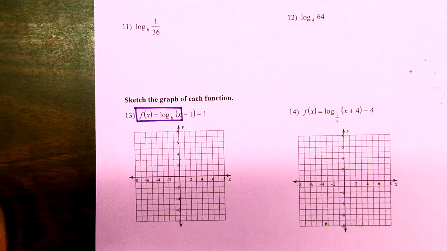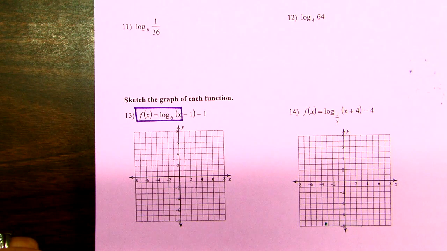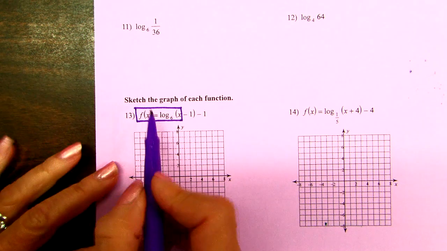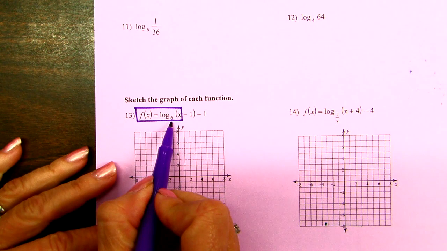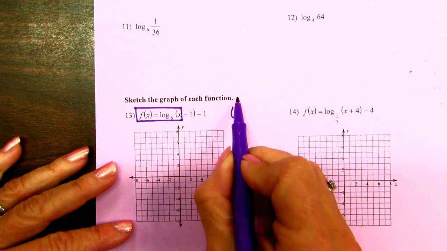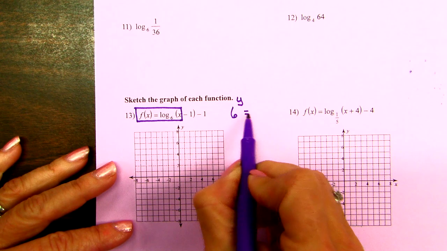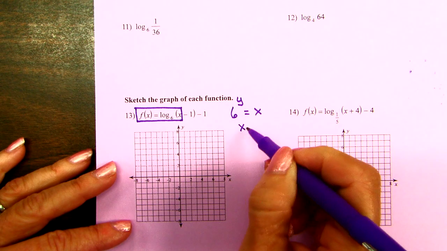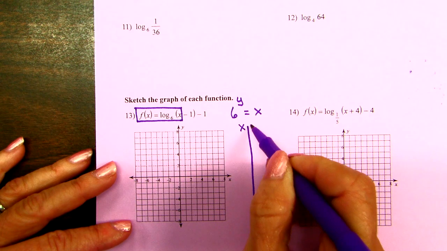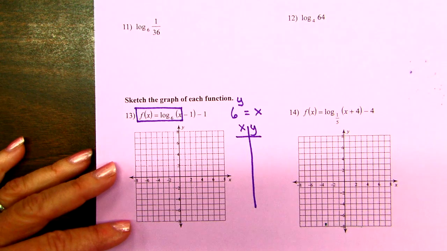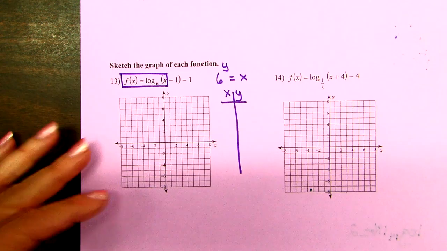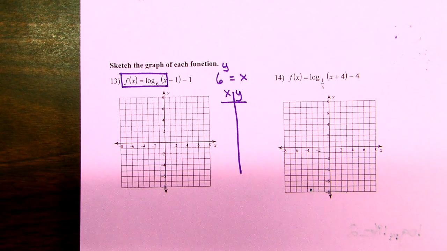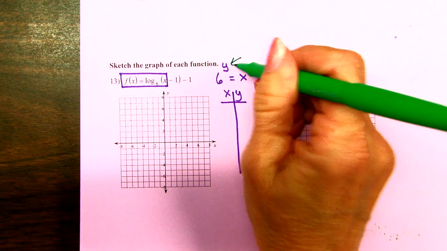Okay? So what we're going to do is make an XY chart up to the X only. And we're going to rewrite this in its other form. So it's 6 to the Y equals X. Remember we saw this yesterday where the exponent was a Y? And we always use negative 2 to 2, but we're going to plug in for Y.